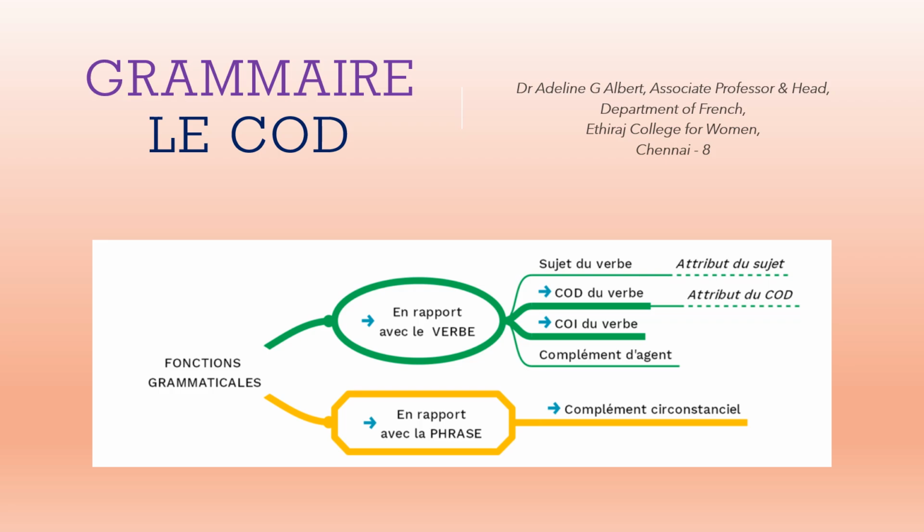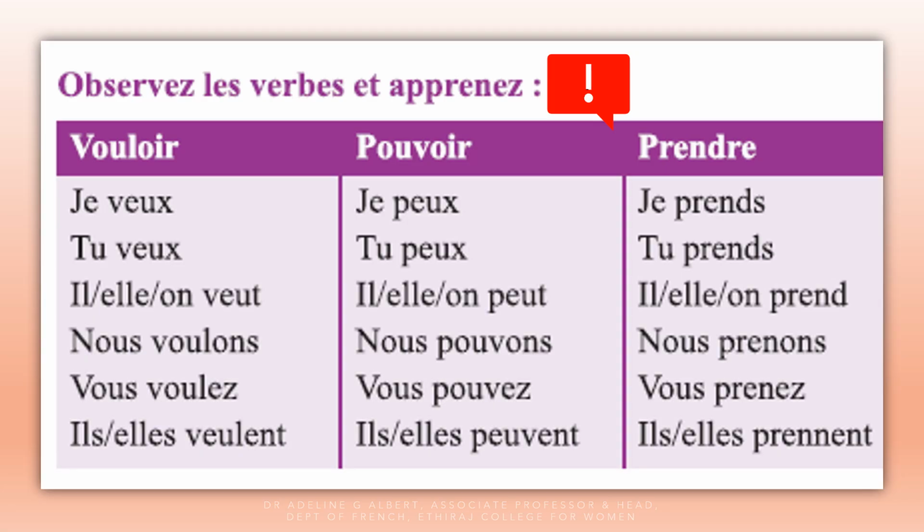So let's start. Before that, I want you to memorize your verbs. Remember the verb vouloir means want. Je veux, tu veux, il veut, elle veut, on veut, nous voulons, vous voulez, ils veulent, elles veulent. Remember your verbs. I can't insist on that enough. Vouloir is to wish or to want. Pouvoir is to be able to do something, to can do something. And prendre is to take. So memorize your verbs, memorize the sounds, memorize the spellings.